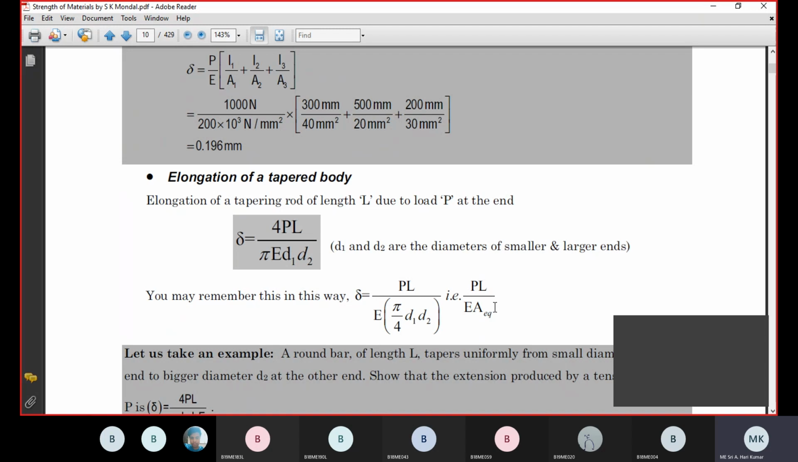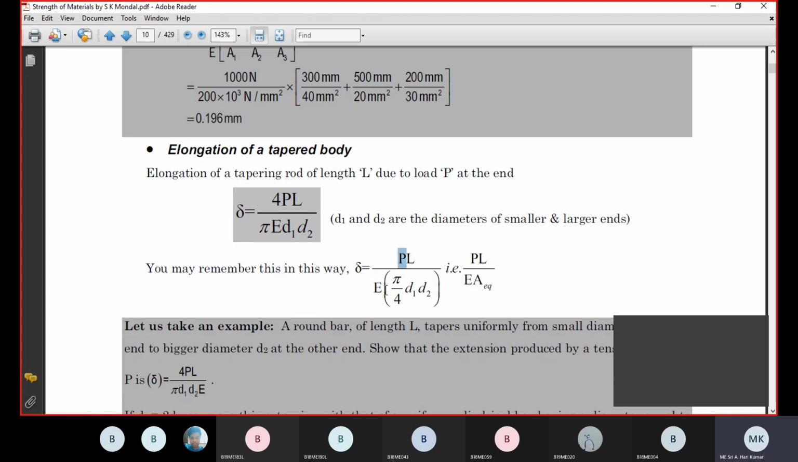Now coming to elongation of a tapered body. Normally PL by AE is the formula, where area is pi by 4 d square. Here it is pi by 4 d1 into d2. That's the only difference. Instead of A, we are taking an equivalent area pi by 4 d1 d2. For a circular cross section, A is equal to pi by 4 d square. Here it is circular, but the diameter is changing from one location to another, so that's why we put those two diameters for that length L.